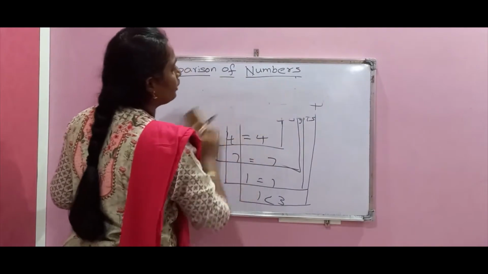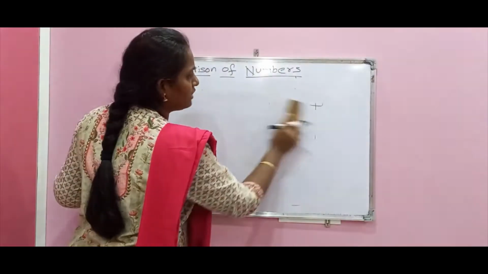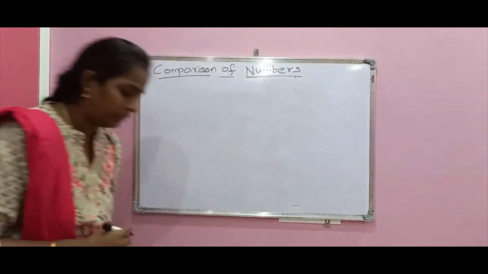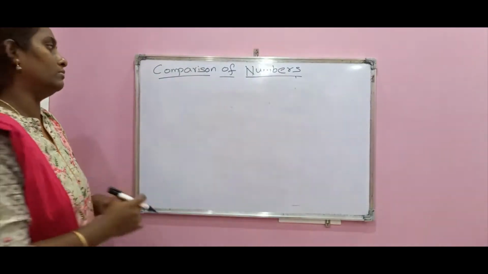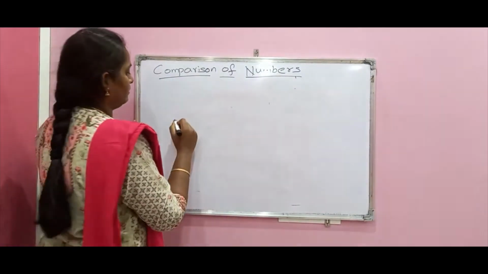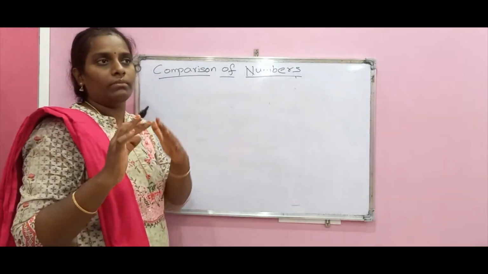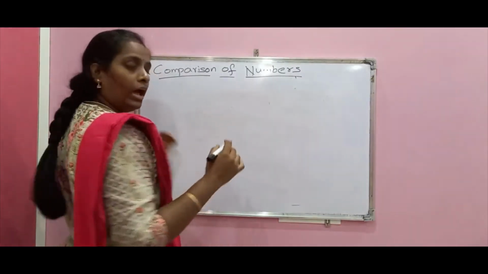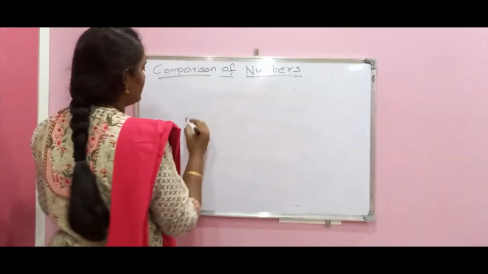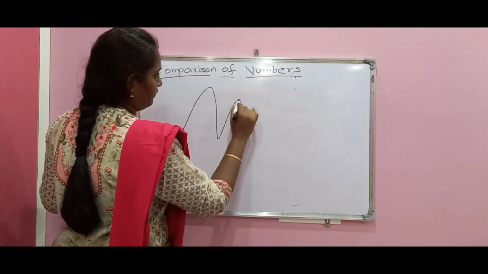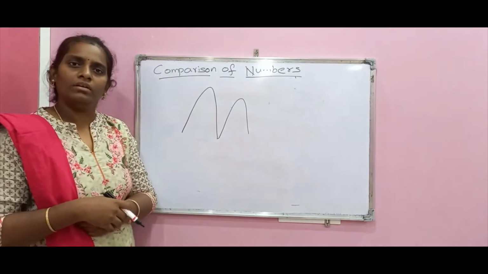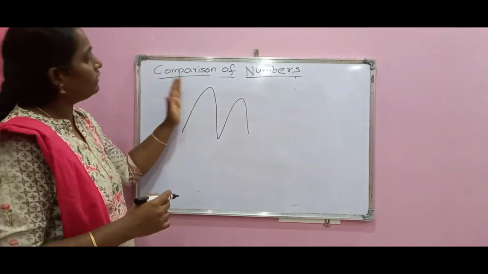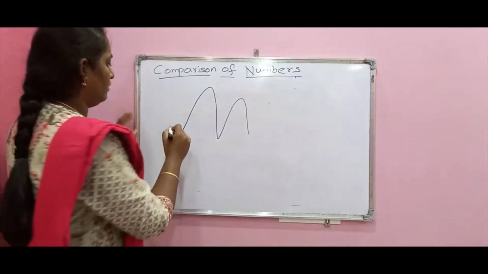Why do we have to compare the numbers? What is the use of comparison? Is there any use in real life? Yes. Suppose mountains are there. What is the highest peak of the mountain in our country? Mount Everest. Yes. How do we know that it is the highest peak of the mountain? They measure the height.